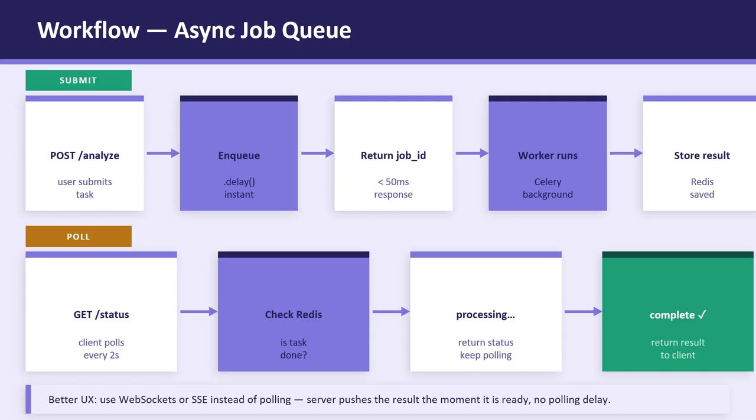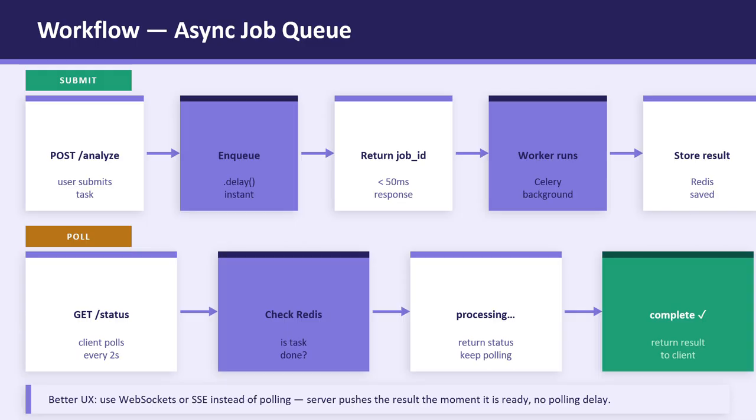Step 3. The endpoint returns the job identifier in under 50 milliseconds. The HTTP request is complete. The user has their receipt. Step 4. A Celery worker running in a separate process picks up the job from the Redis queue and calls the LLM. Step 5. When the LLM finishes, the worker stores the result in Redis.